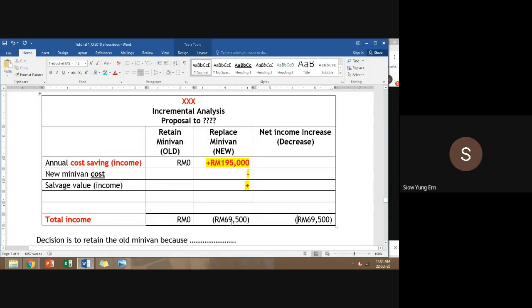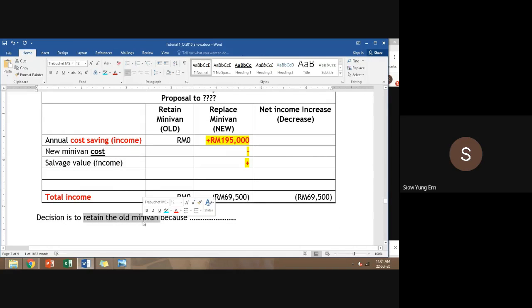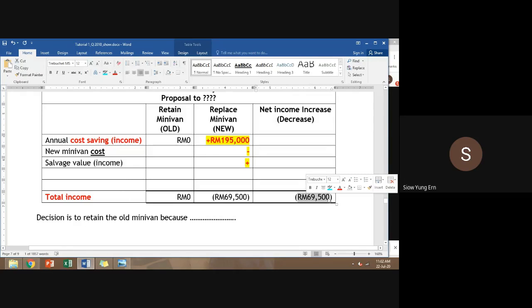Okay, so what is your decision? Negative. So, should you retain or should you replace? Correct, retain. Because negative, you use back the original decision, which is to retain. So the decision is to retain the old minivan because net income decreases by 69,500.